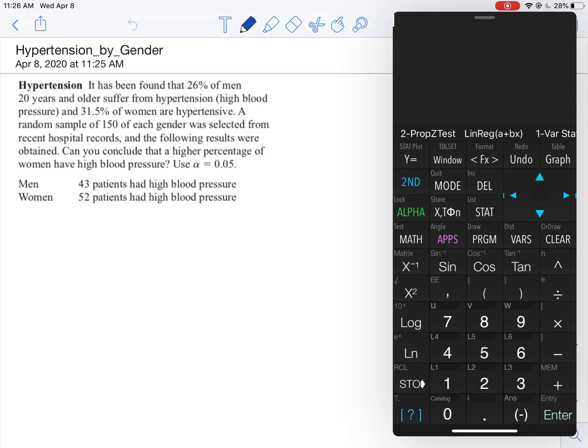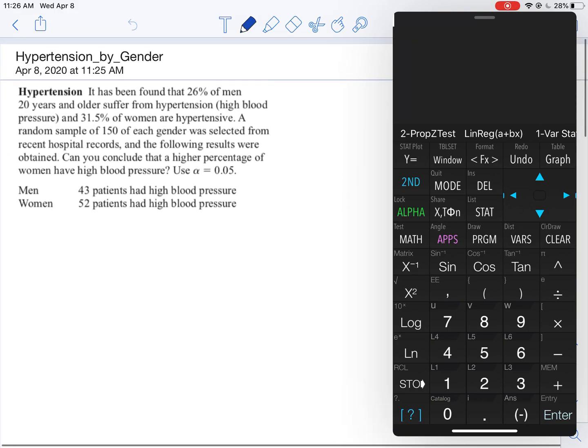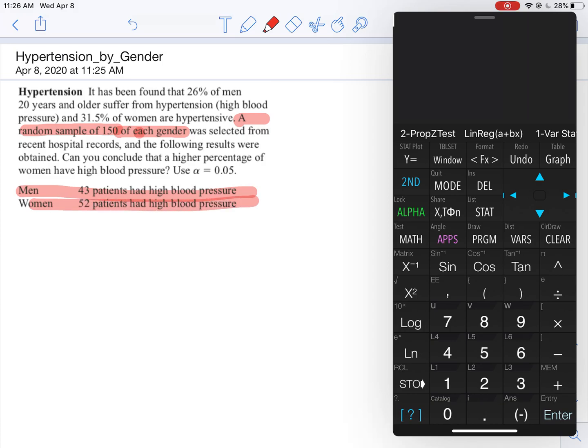Here's the thing. Part of statistics is reading comprehension. You gotta figure out what you need, what you don't. They're telling me here about the random sample of 150 of each gender was selected and the following results were obtained. And then they're saying, can we conclude that higher percentage of women have high blood pressure? This is the important stuff right here. Random sample of 150 of each gender. And then the following results were obtained right here. And then we're trying to see if women have higher blood pressure. All this stuff at the beginning, you don't need it. It's just kind of a preface. They're kind of giving you a little introduction here. So part of this is trying to figure out what you need and what you don't, okay?